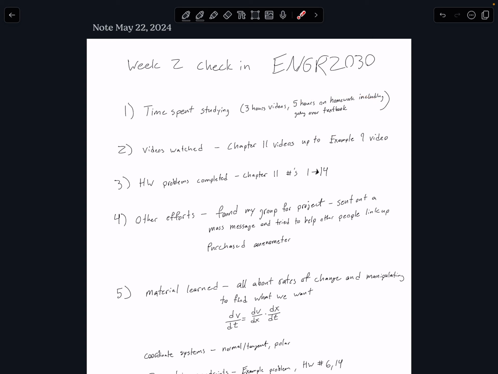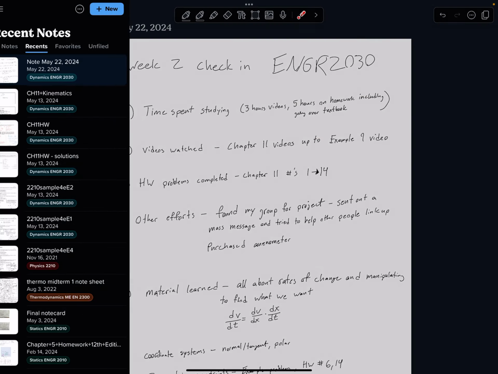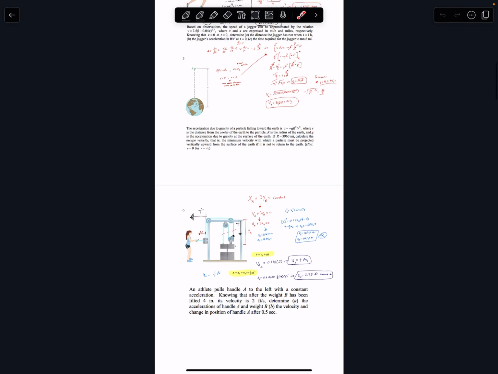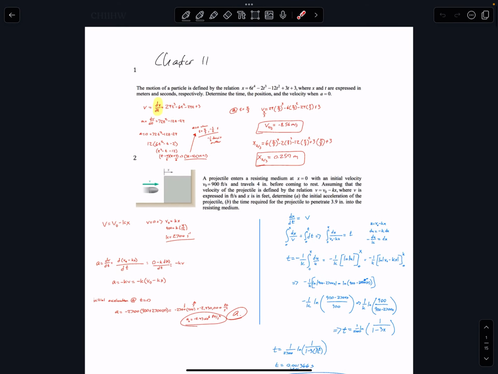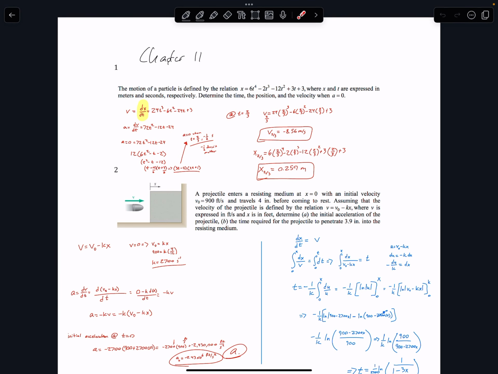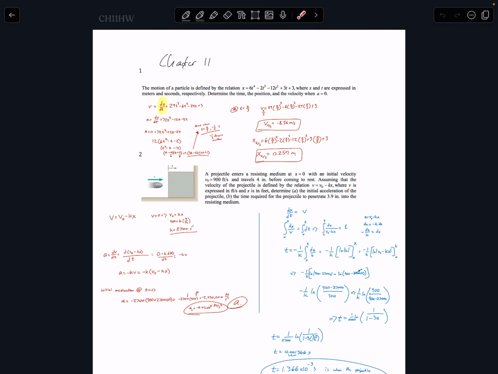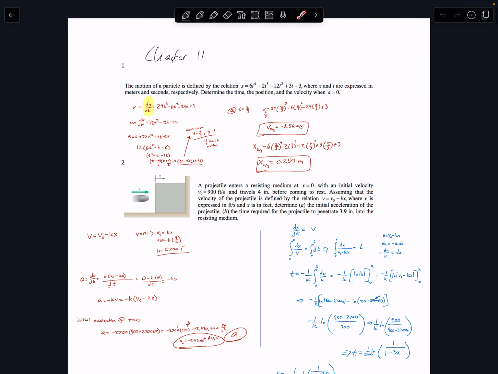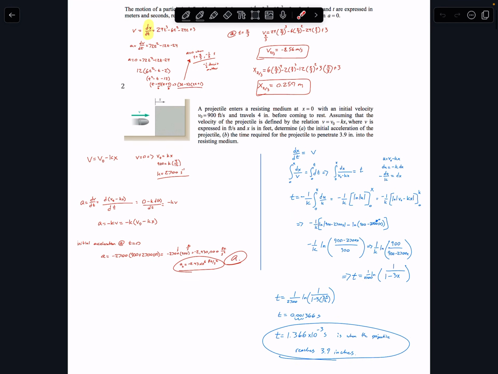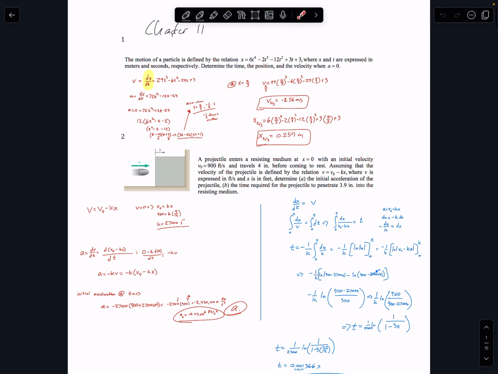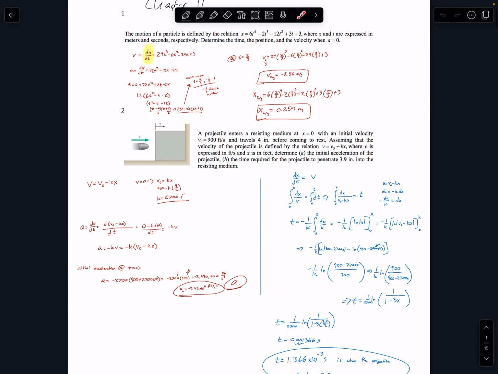Then homework problems completed, chapter 11, homework 1 through 14. Basically, we go over this later again, but we're pretty much just dealing with different rates of change. See there, v is equal to dx over dt. Just using different velocity equations that are given.